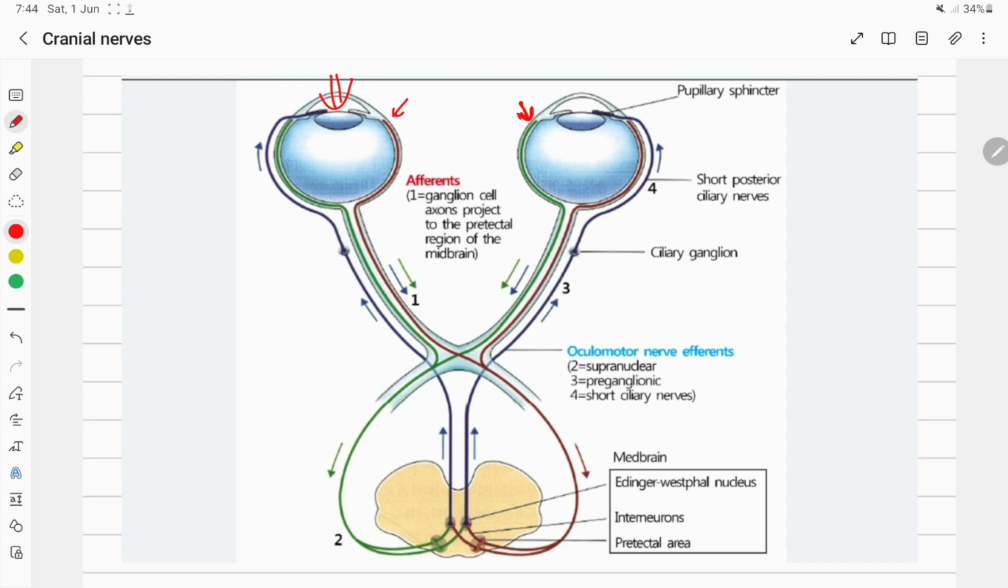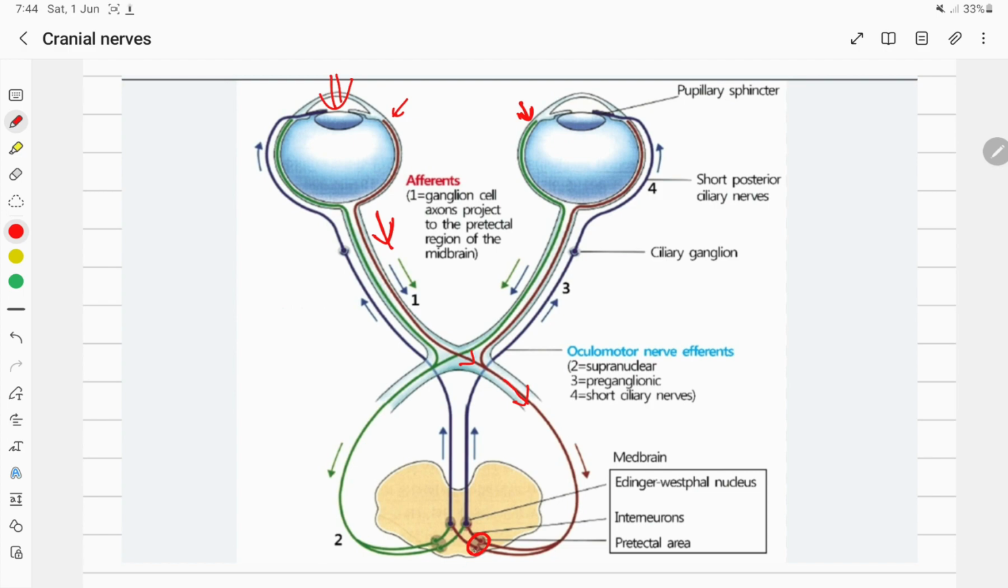So from the light source, impulses come like this, and here you can see the pathway, then through the optic nerve and the optic chiasma, then the optic tract, and some fibers go towards the pretectal nucleus in the midbrain.